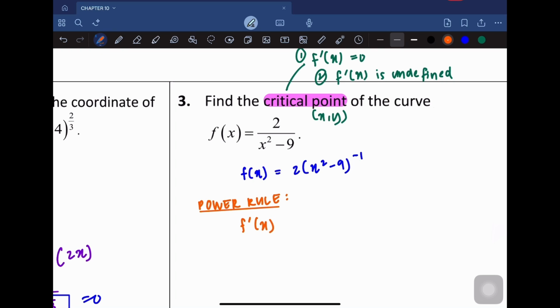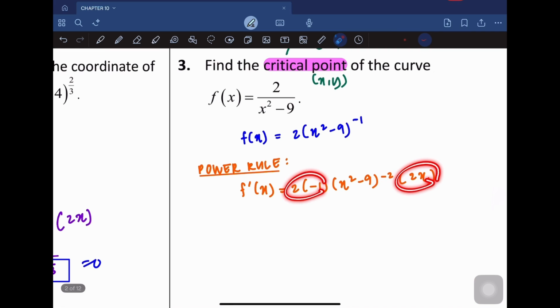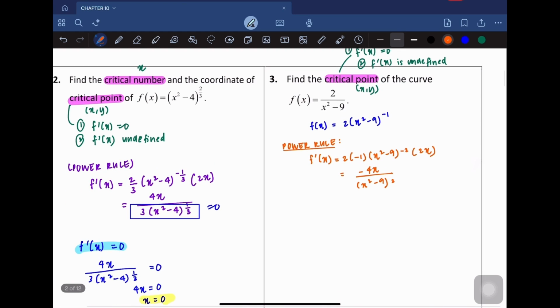So f prime x using power rule, 2 masih ada, power bawa turun, salin balik sebiji, power dia berkurang 1, and last one, differentiate the function inside. Okay, so saya simplekan. This one boleh darab, yang ni boleh bawa turun. So dia jadi -4x over x squared minus 9 to the power of 2.